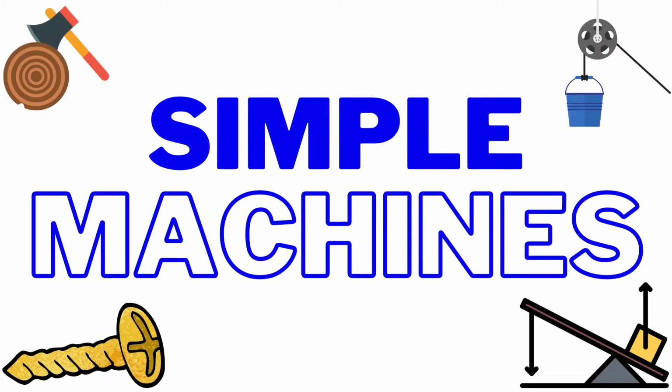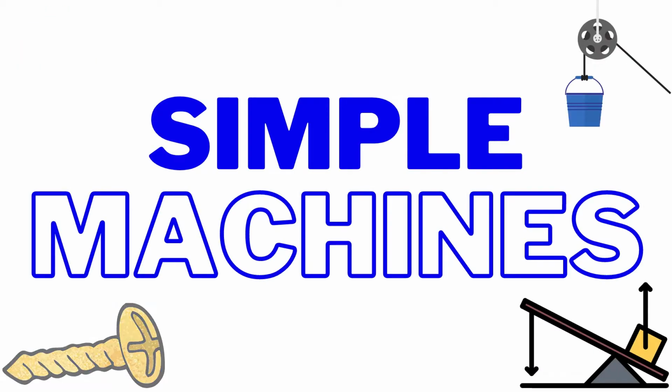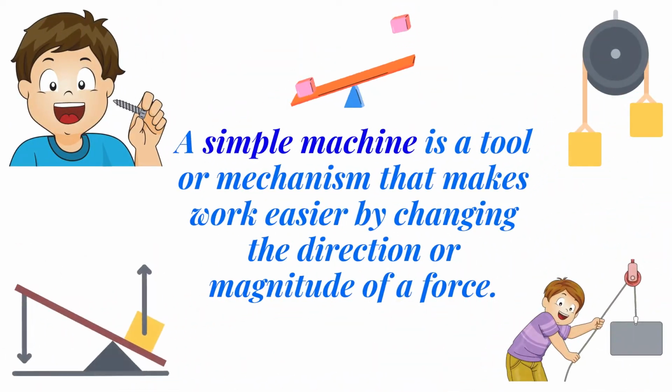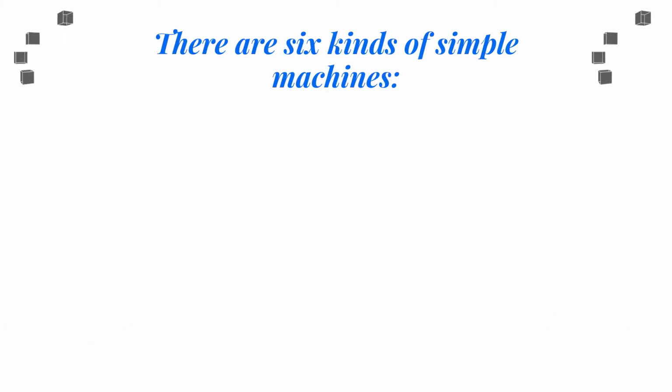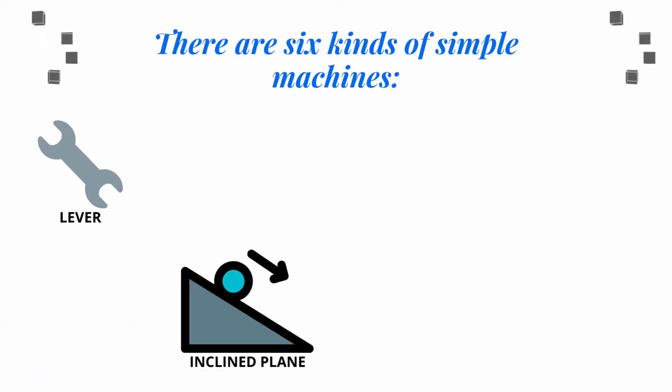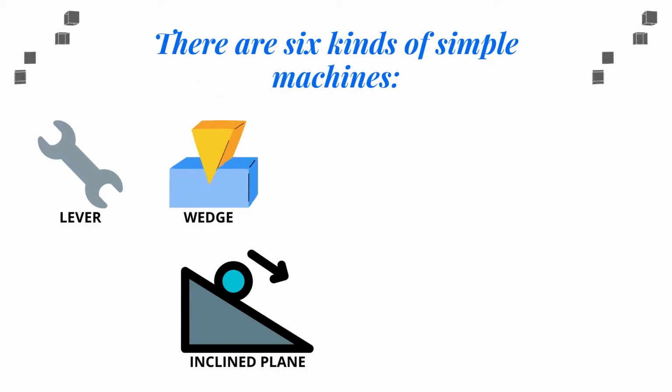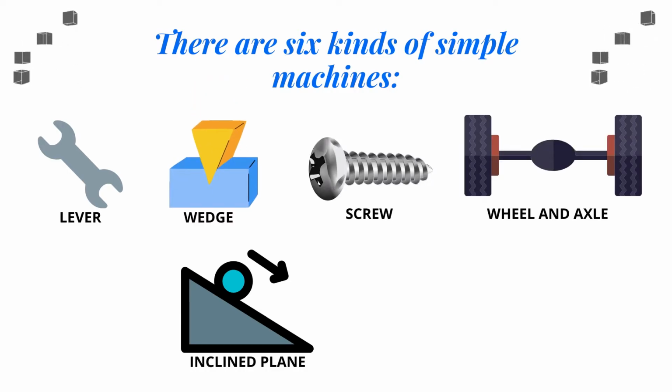Simple machines. A simple machine is a tool or mechanism that makes work easier by changing the direction or magnitude of a force. There are 6 kinds of simple machines: 1. The lever, 2. The inclined plane, 3. The wedge, 4. The screw, 5. The wheel and axle, and 6.